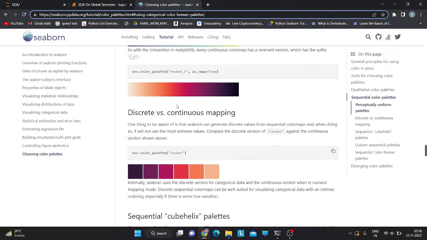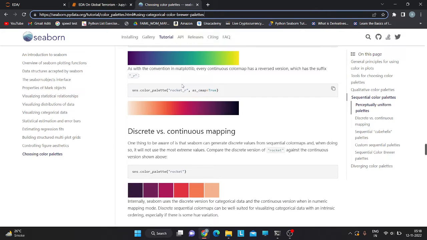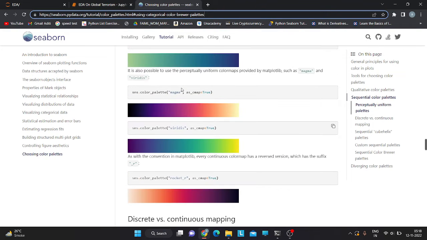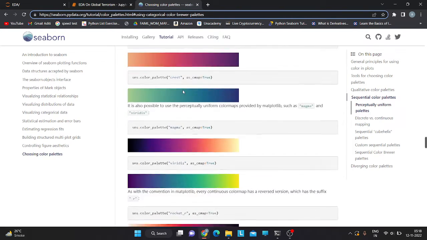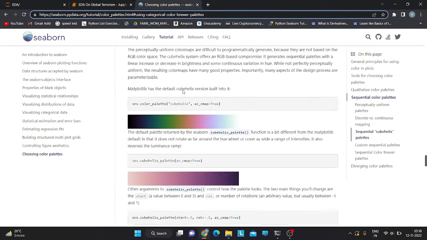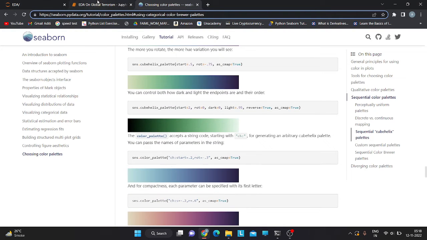You can use rocket. You can use rocket underscore R. Then there is crest, flare. So all these are different palettes that we can use.